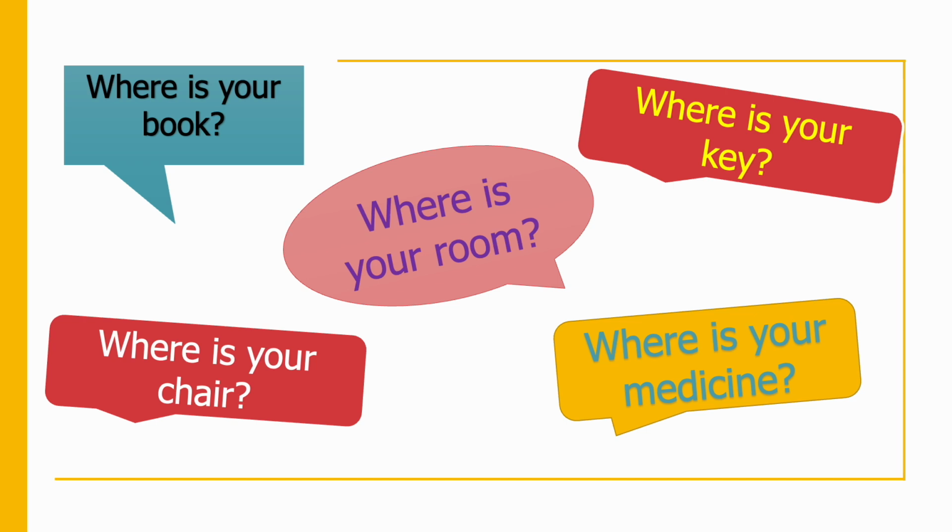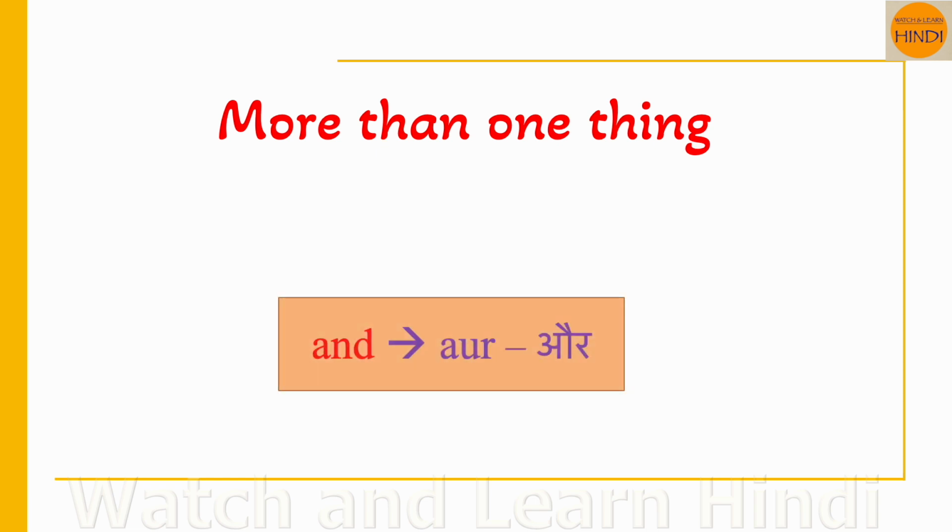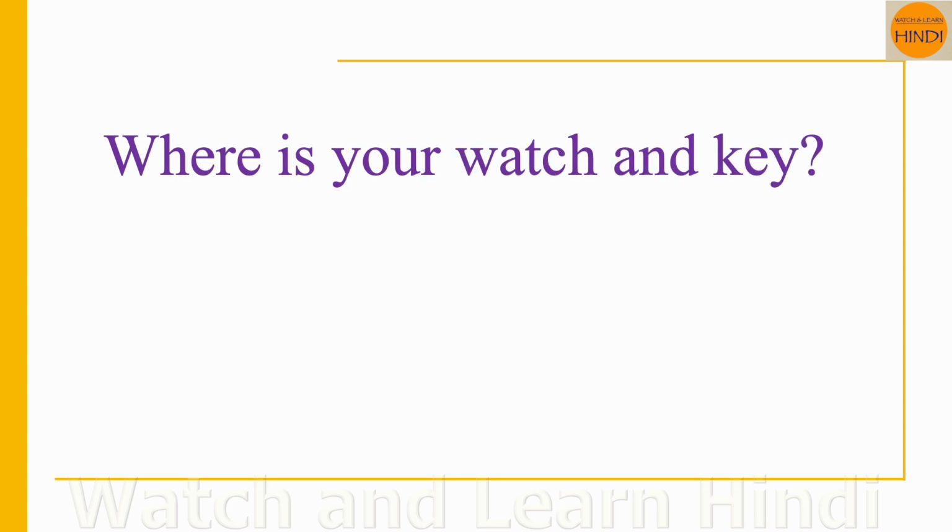Okay, so now we have learned how to ask a question about where is your one of the things like room or key or book. But what if we want to ask about more than one thing in one sentence? And for that, we will have to learn one more word, and, which in Hindi is or. It sounds exactly like the English or, but means and. Or. Okay, so now let's ask about two things in one sentence. Where is your watch and key?